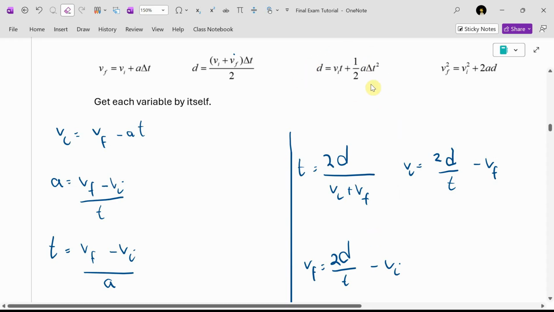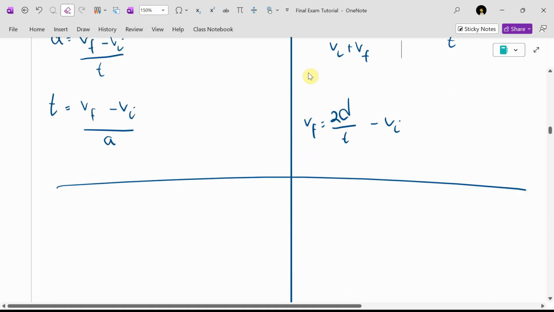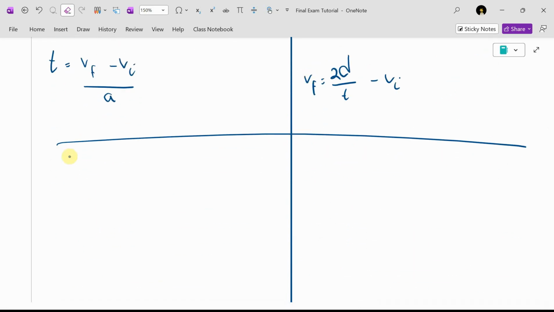Probably the toughest one to work with is D equals VIT plus a half AT squared. So, Jordan, I saved that one for you. Let's get the A by itself. So stare at it. What side is the A on, the left side or the right side? So the D is going to drop down like a domino. What's right next to the A? There are two things: a 0.5, a half, and a T squared. What are they doing to the A? I'll move them over later.